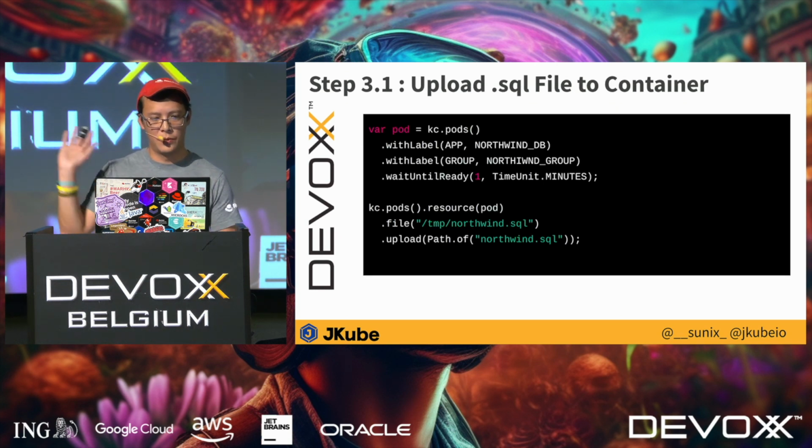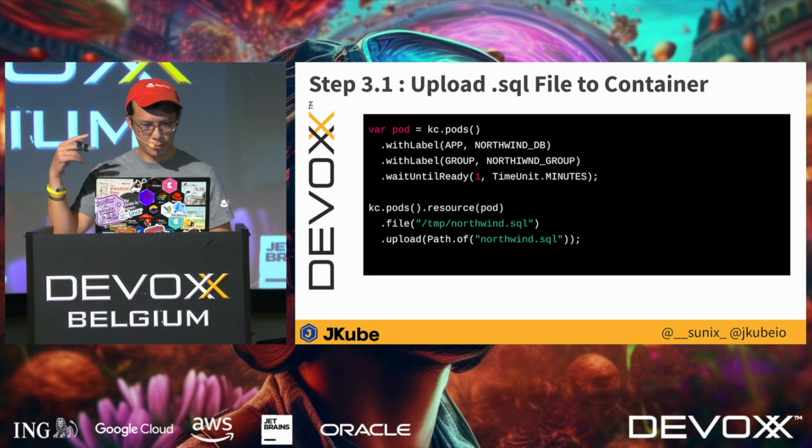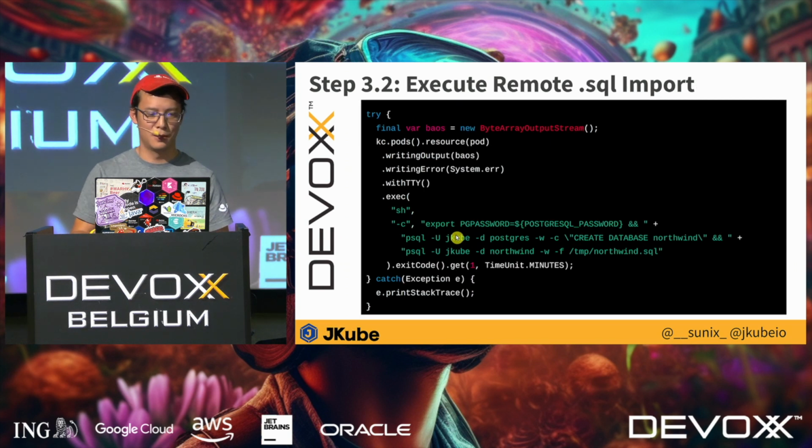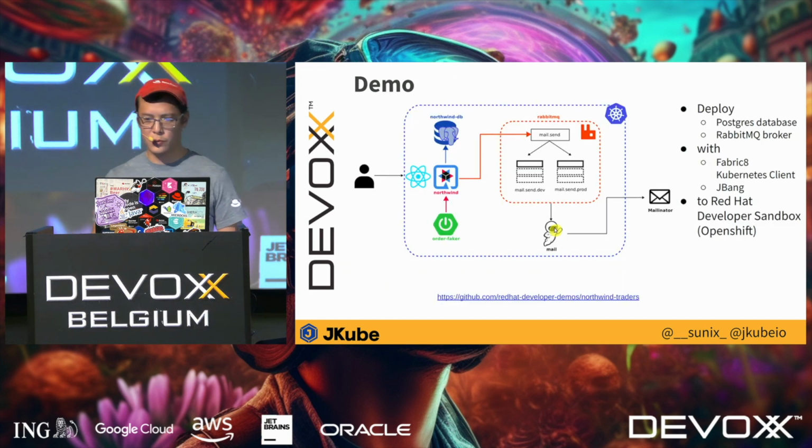And step 3 is to upload the SQL file. So we search for the pods where we want to upload the SQL file, and then we use this method to upload. Okay, nothing very hard. And last, we execute that in the remote container. So you can see with exec here, we can pass some command to execute remotely. So okay, let's run it.